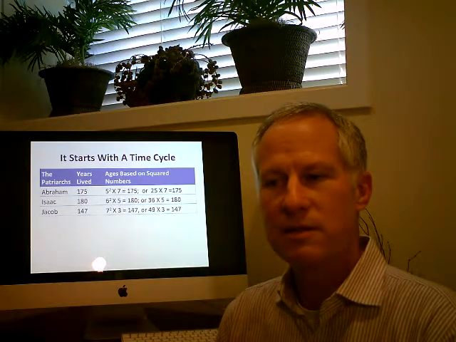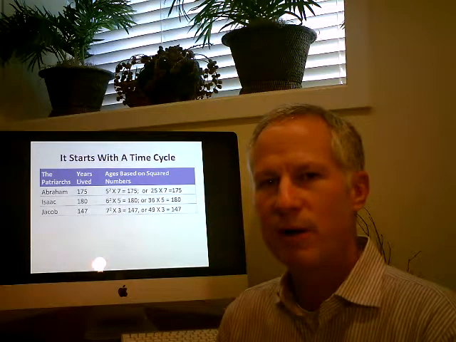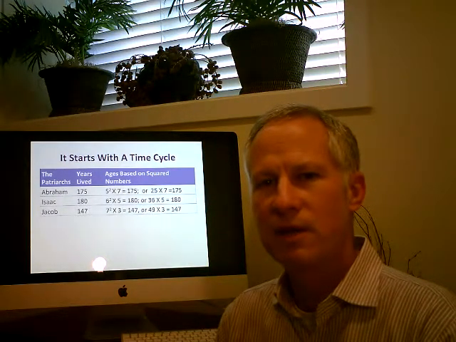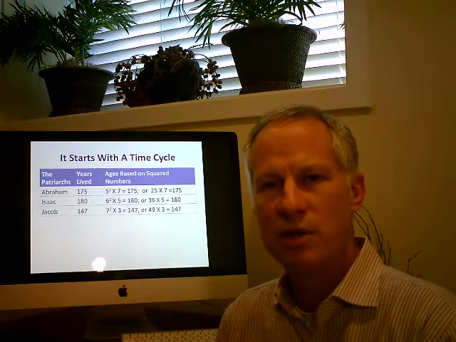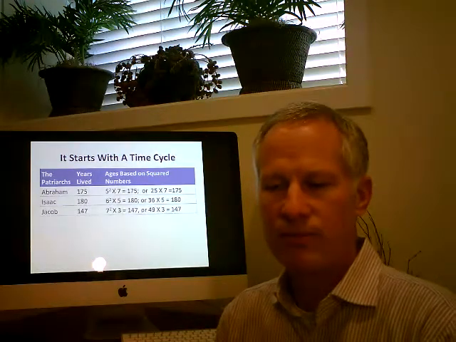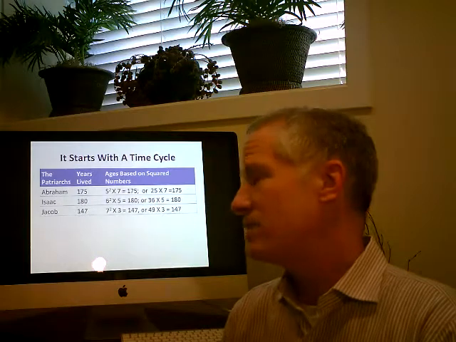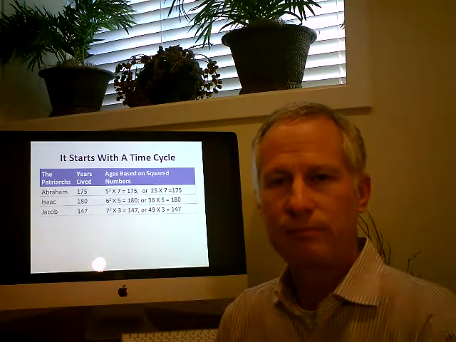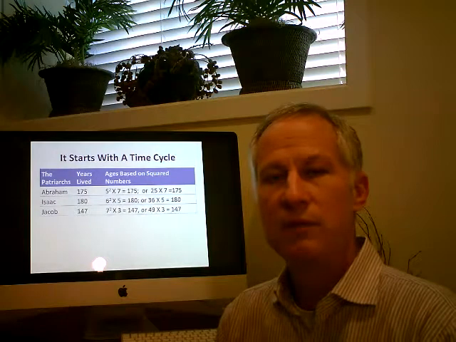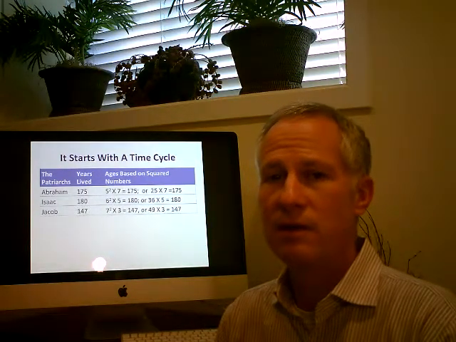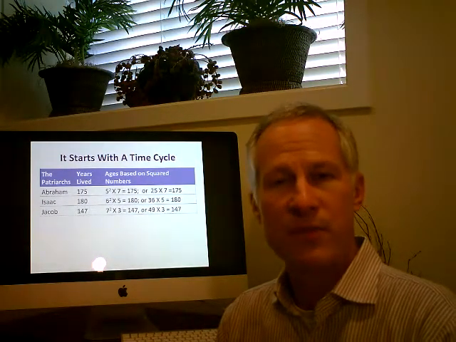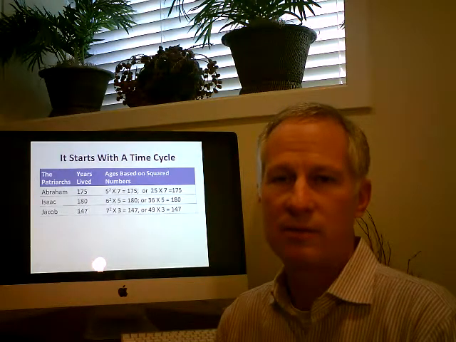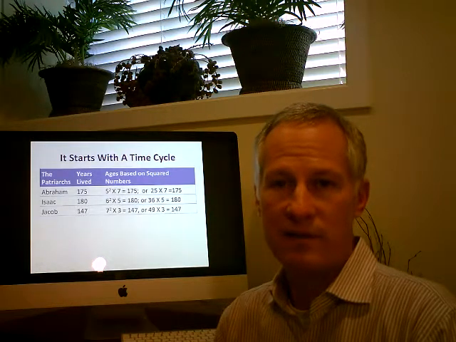The time cycle is one of the puzzle pieces of the Bible that's taken primarily from the ages of the lifespans of the people in Genesis. So, for example, in this slide you can see the patriarchs, Abraham, Isaac, and Jacob. They lived lives of 175 years, 180 years, and 147 years. Those become time cycles. We'll be looking at the 180-year time cycle in just a moment, Isaac's lifespan.